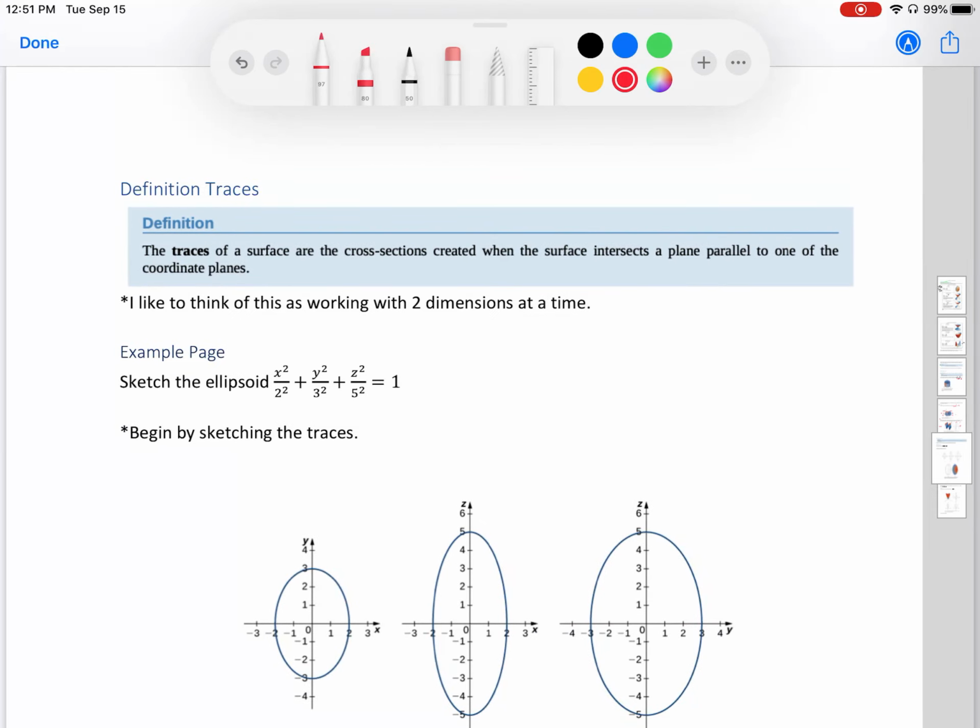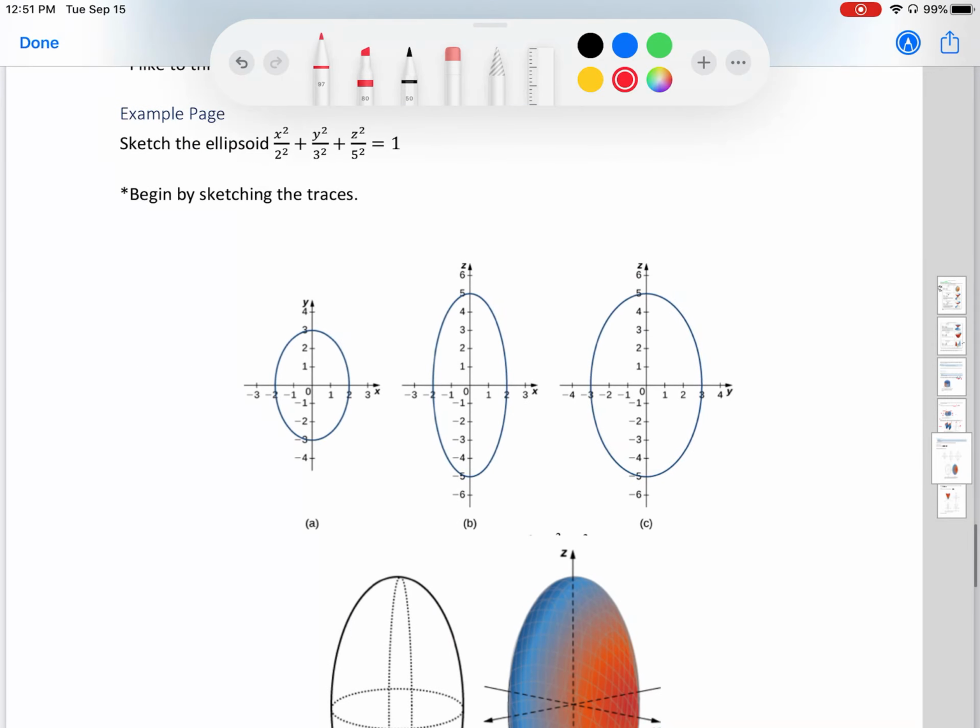Definition of traces. The trace of a surface are the cross-sections created when the surface intersects a plane parallel to one of the coordinate planes. I like to think of this as working with 2 dimensions at a time, 2 variables at a time. Let's do an example.